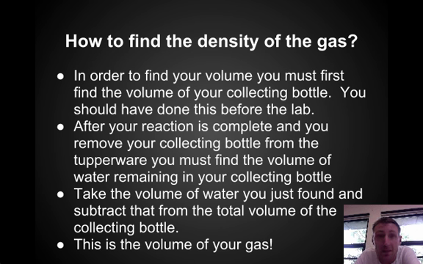Well, how are we going to find that? Well, we know the entire volume of the bottle because that's the first thing we did. And we know the volume of the little amount of water that's left because you should have just found that volume. So you take the original volume of your collecting bottle, subtract from it the volume of the water that's remaining, and that gives you the volume of empty space, or the volume of gas.